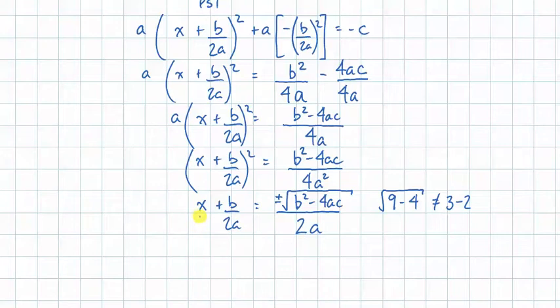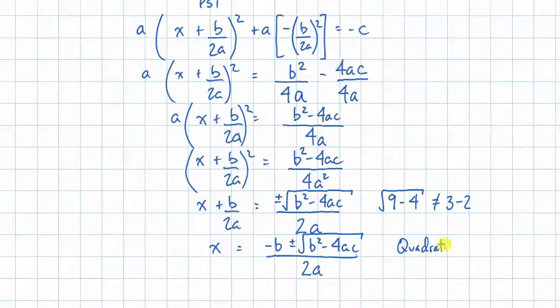I'm almost done. I need x isolated. I need to remove this term. So I'm going to subtract it from both sides. And you can see that we have a 2a denominator on both. So I'm just going to put it into the numerator. Negative b, because it was positive b here, plus or minus the square root of b squared minus 4ac. This is the quadratic formula.